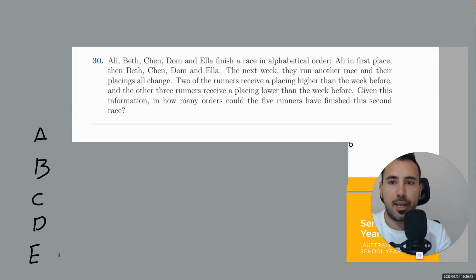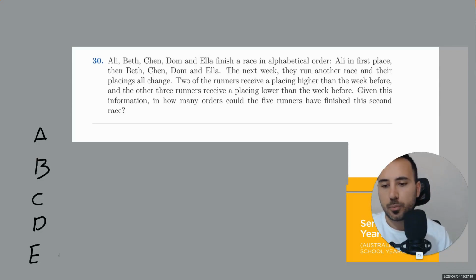Ali, Beth, Chen, Dom, and Ella finish a race in alphabetical order. Ali in the first place, then B, C, D, and E, like the way I wrote it here. The next week they run another race and their placings all change. 2 of the runners receive a placing higher than the week before, and the other 3 runners receive a placing lower than the week before. Given this information, in how many orders could the 5 runners have finished the second race?